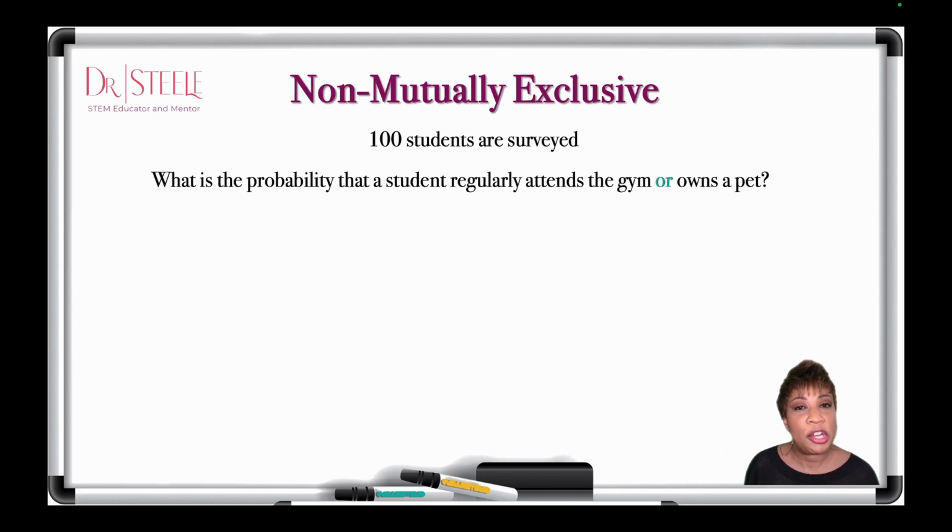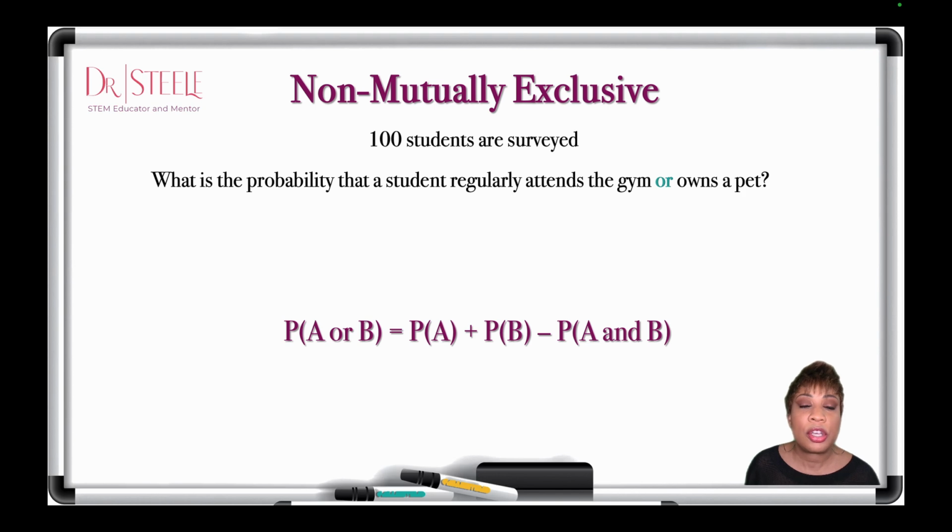All right, there's that nice "or." So we are going to use our formula. Now you might say, well, this is different than the formula you just had on the other slide. Yes, and we did cover why, right? Because these are non-mutually exclusive, meaning they can happen at the same time, because we do have someone that attends the gym and owns a pet. And so that's why we have to subtract. That's why we have that additional minus probability of A and B at the end.